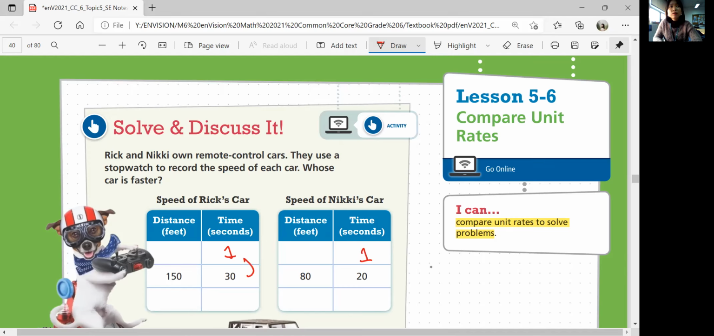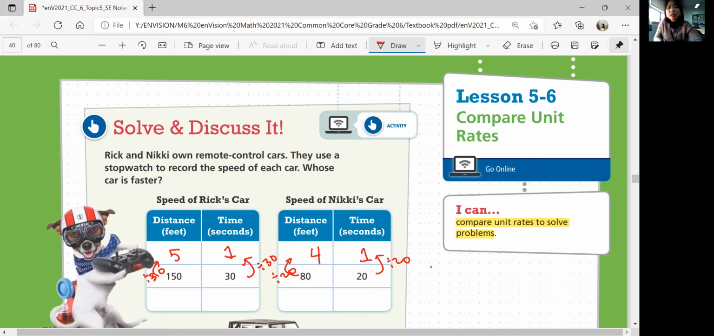So 30 divided by 30 is 1. So we want to divide 150 divided by 30, which is 5. So Rick's car covers 5 feet in 1 second. What about Nikki's car? 20 divided by 20 is 1. So in order to get 80 to the unit rate, you have to divide by the same number. 80 divided by 20 is 4. So Nikki's car goes 4 feet in 1 second.